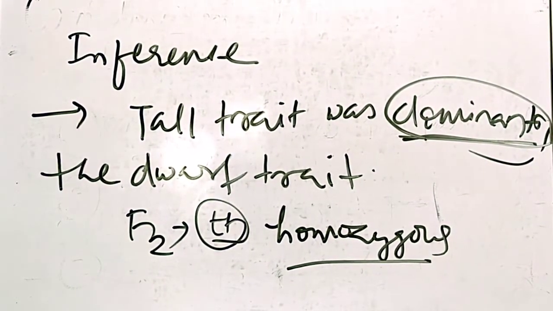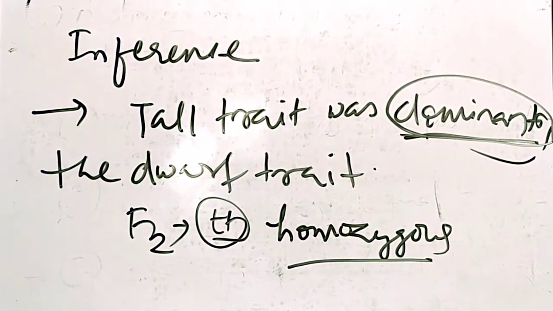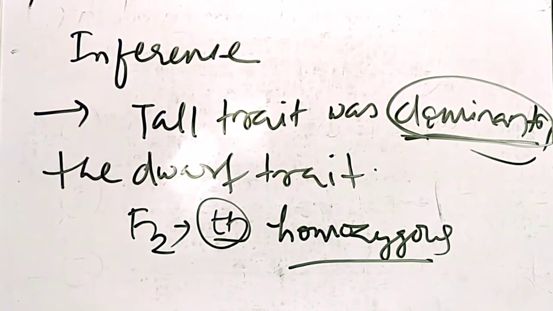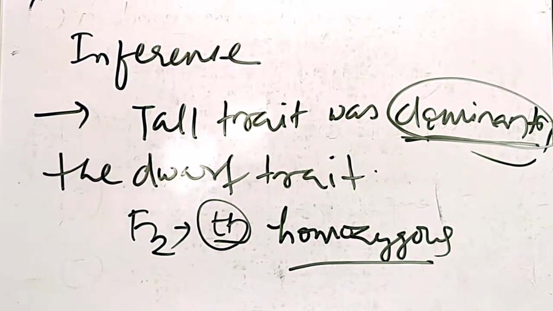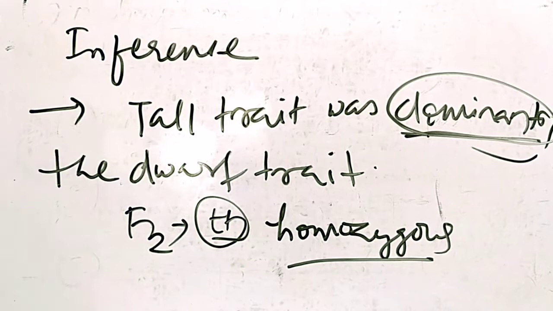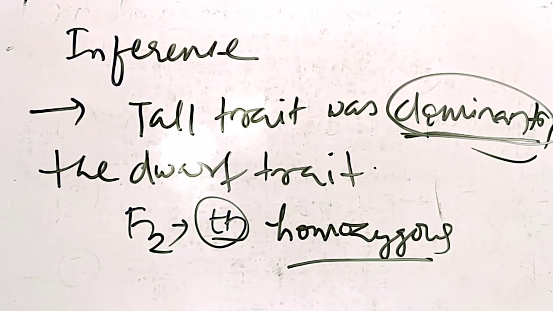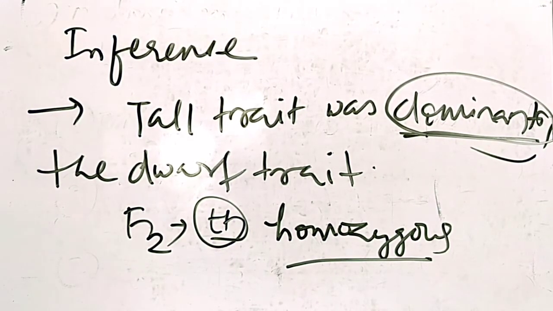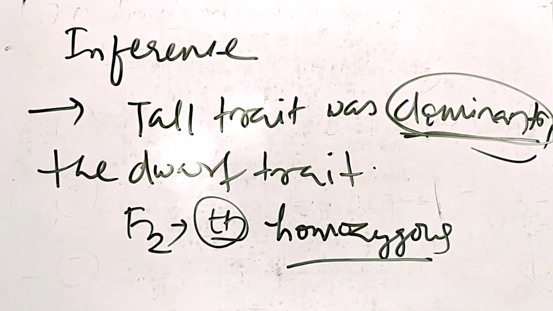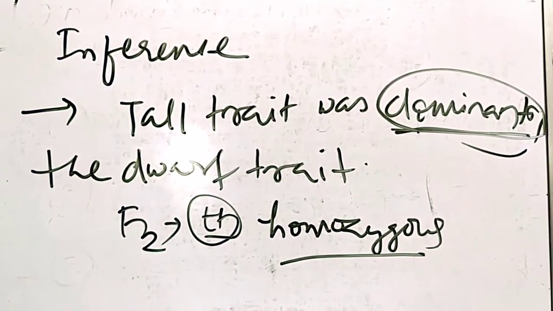From this, he gave the first law of inheritance, the law of dominance. According to the law of dominance, one trait suppresses the expression of the other trait. In this experiment, the tall trait suppresses the expression of the dwarf trait, and the dwarf trait is not able to express in the F1 generation and can express itself only in the F2 generation after selfing, and only in the homozygous condition. So this is all about the law of dominance, which was taken as the first rule of inheritance.